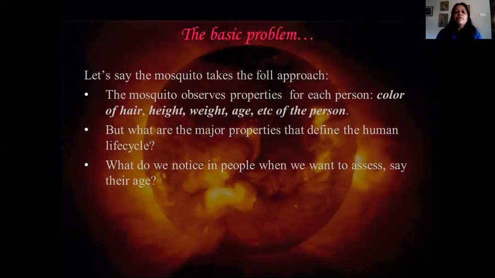And let's say now the mosquito who's decided to study human beings tries to observe properties of human beings. What are the properties this mosquito would see? The color of hair, height, weight, age. Age is also not too easy. How would the mosquito know your age? But there are various other properties that the mosquito would see in a person, and it would try to check what are the major properties that define a human life cycle. And what do we notice in people when we want to assess their age? Like I said, age of a person is not a very trivial thing to assess.